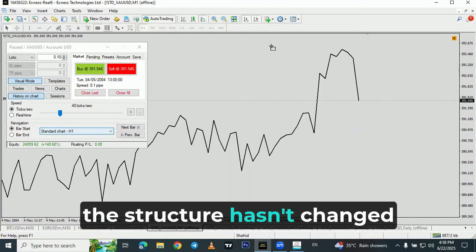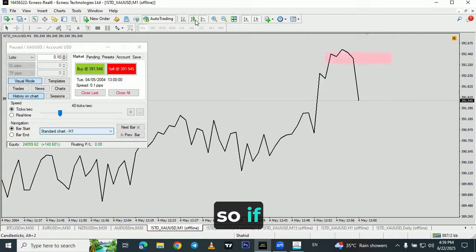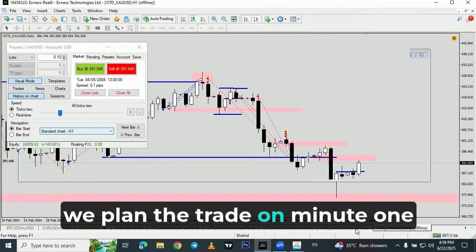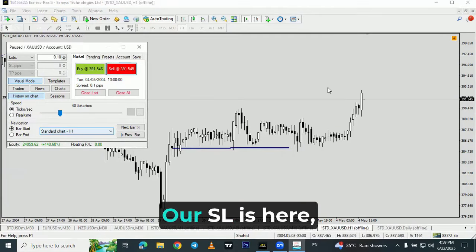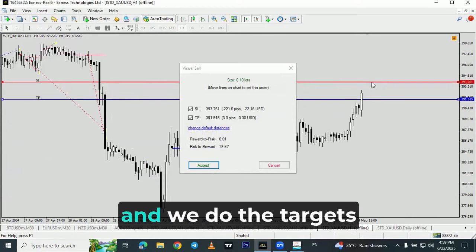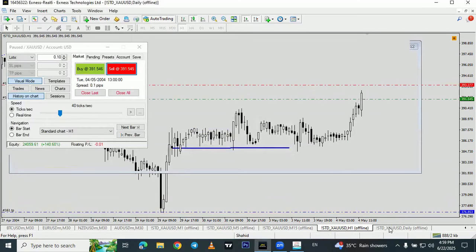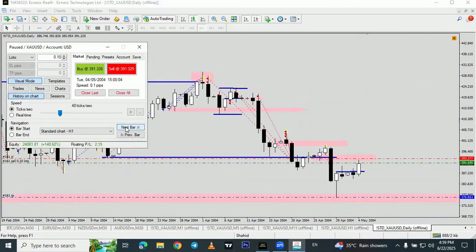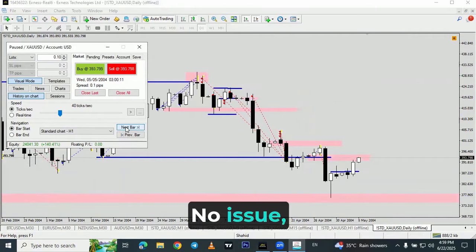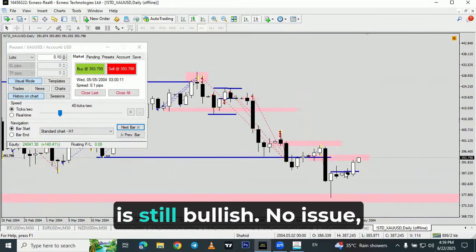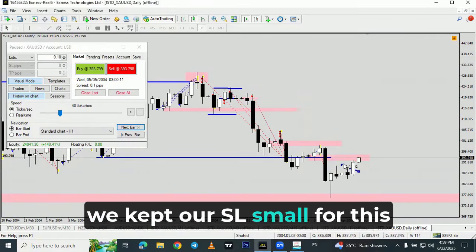Look, the structure hasn't changed on minute one yet. So if we plan the trade on minute one with the tail, what is our SL? Our SL is here. Keep the SL here, and we do the targets of the tail. But let's see what happens here. No issue. What happened in the market here is still bullish. No issue. We kept our SL small for this reason.